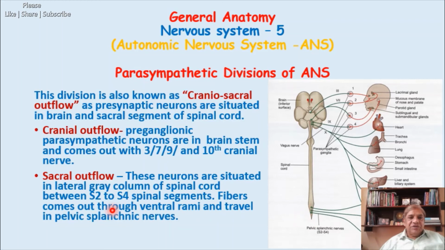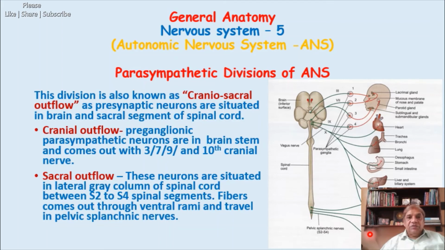Now these fibers which come out through the ventral rami, from these three segments, travel in the pelvic splanchnic nerve. Let me remove my photograph. The fibers which come out from S2, S3, S4 are the preganglionic fibers. They come through the ventral rami and form the pelvic splanchnic nerve. There was the thoracic splanchnic nerve, and here it is the pelvic splanchnic nerve, in the upper part as well as the lower part, that is, in the cranial outflow and sacral outflow. All these green color fibers are preganglionic and they go very close to the organ which they are supplying.